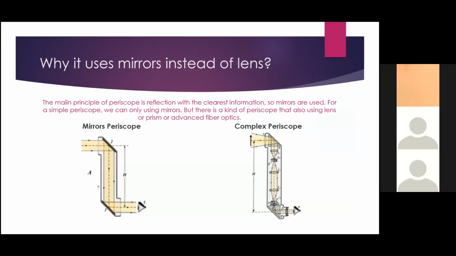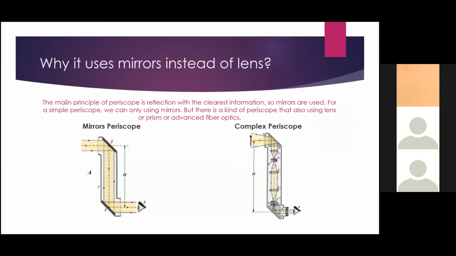The main thing about a periscope is that it uses mirrors. Why does it use mirrors instead of lenses? The main principle of a periscope is reflection with the clearest information. So mirrors are used. For a simple periscope, we can use only mirrors. But there is a kind of periscope that also uses lenses, prisms, or advanced fiber optics.